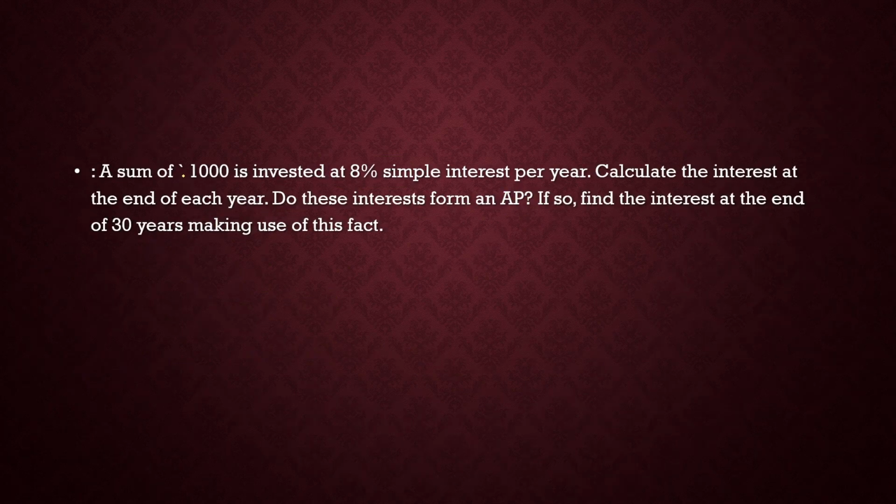A sum of rupees 1000 is invested at 8% simple interest per year. Calculate the interest at the end of each year. Do these interests form an AP? If so, find the interest at the end of 30 years making use of this fact.